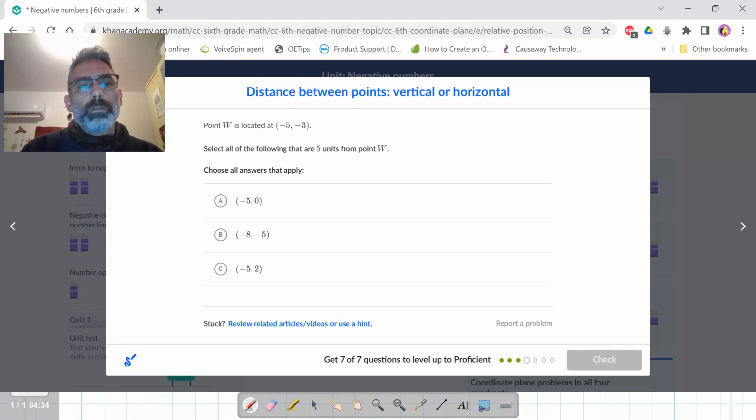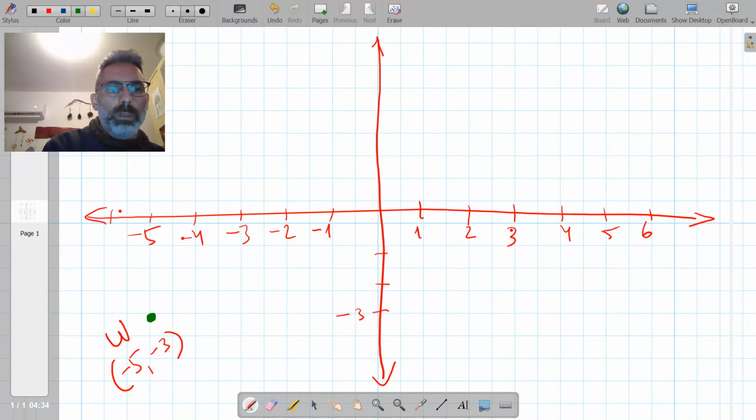Select all the following that are 5 units from point W. Okay, let's consider this one. Negative 5 and 0. Negative 5 on the x and 0 on the y. This is the y-axis and this is the x-axis. Okay. So this is 3 units away from W. This point is on the same x, but it's at a distance of 3 units on the y, because this is 0. So this is not correct.